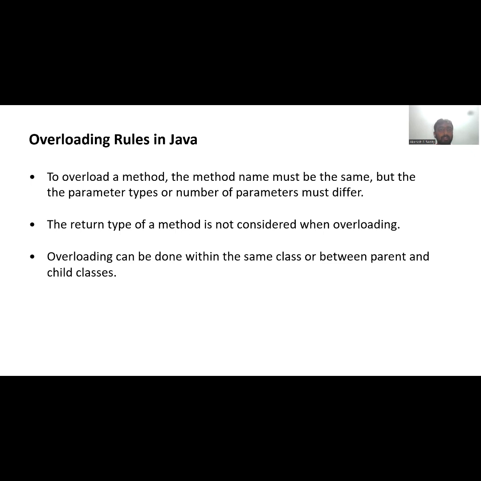Overloading in Java. To overload a method, the method name must be the same, but the parameter types or number of parameters must differ. The return type of a method is not considered when overloading. Overloading can be done within the same class or between the parent class and child class methods.